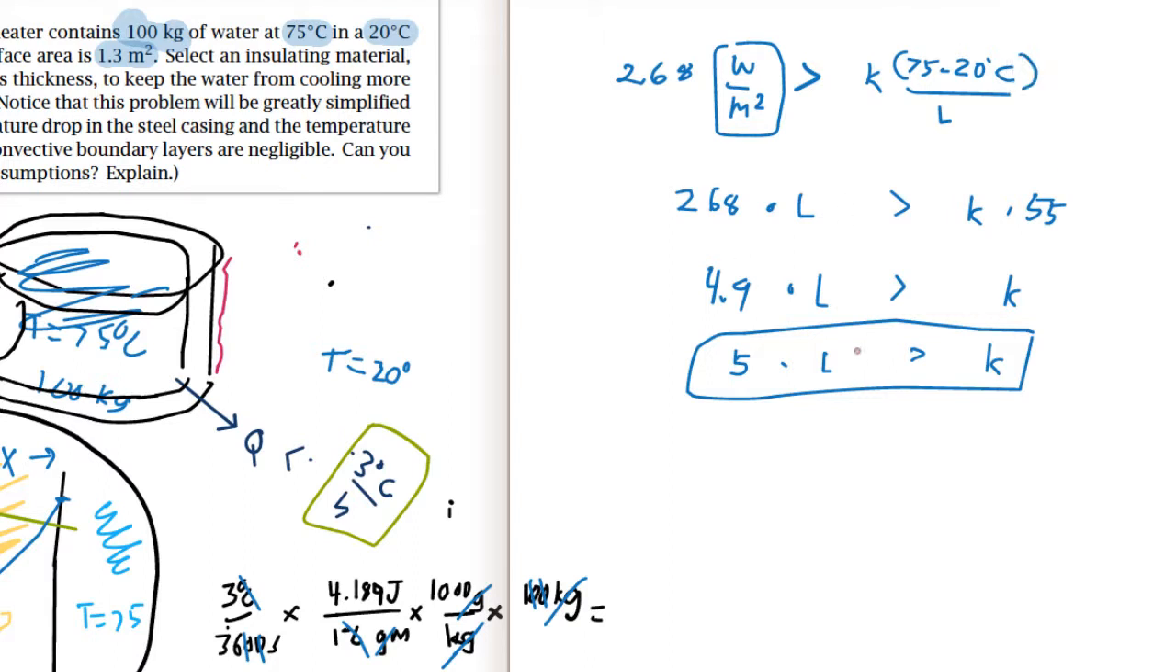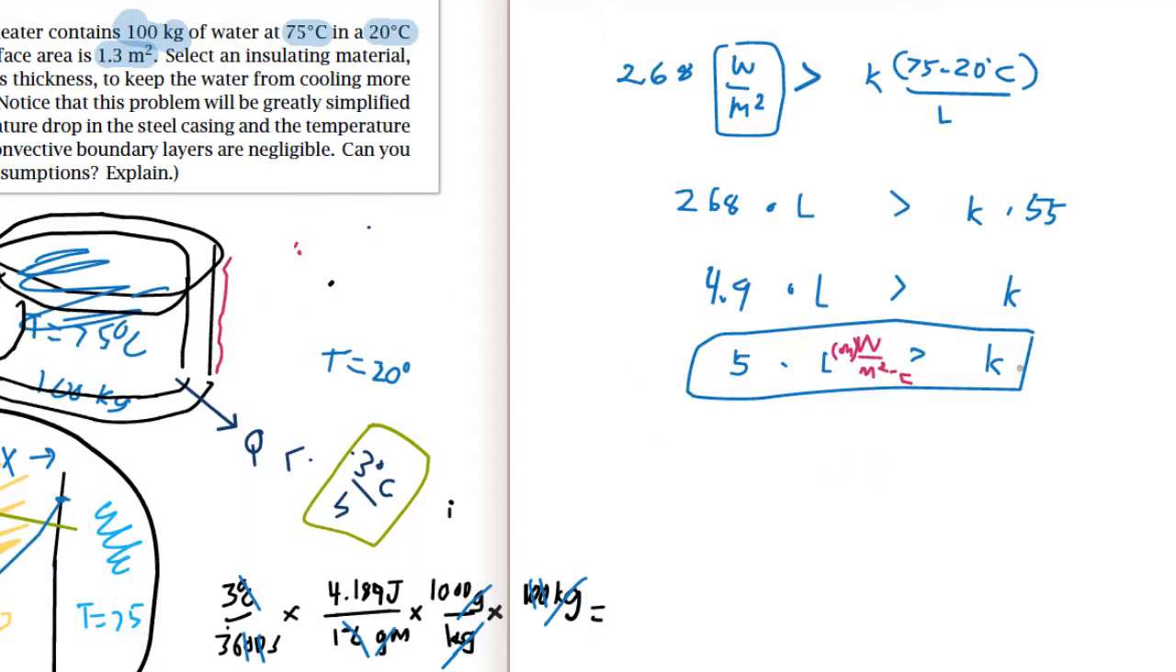Let's see, I should probably keep track of these units. So we have watts per meter squared, degree C, and the length must be in meters. So our K will end up being watts per meter, degree C.